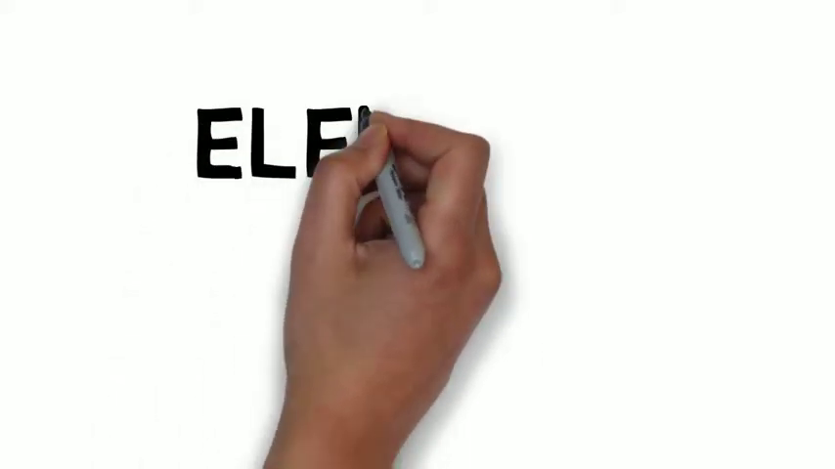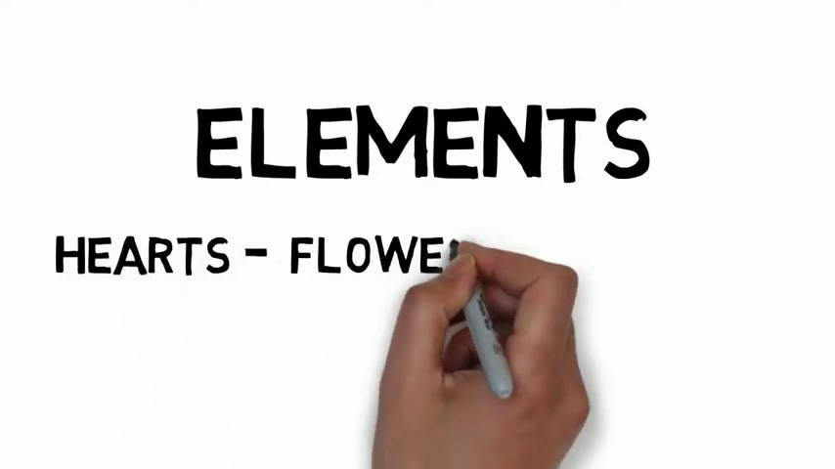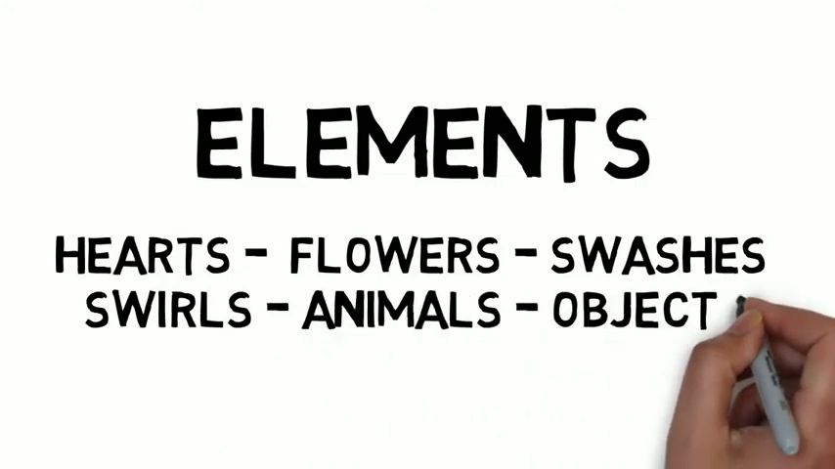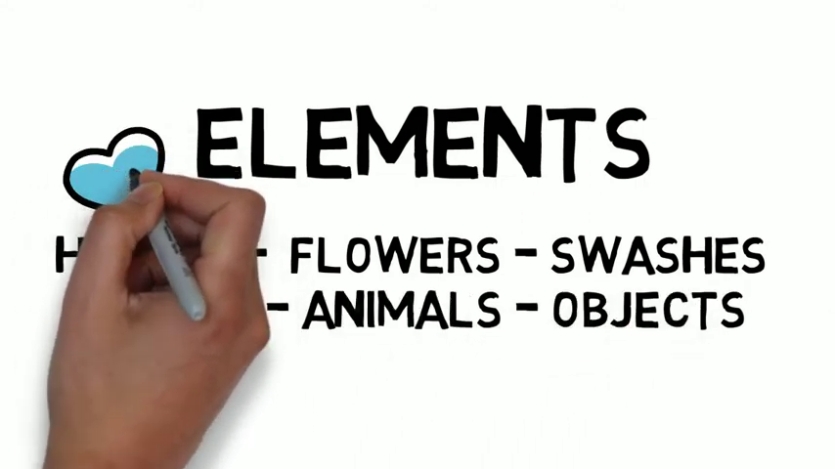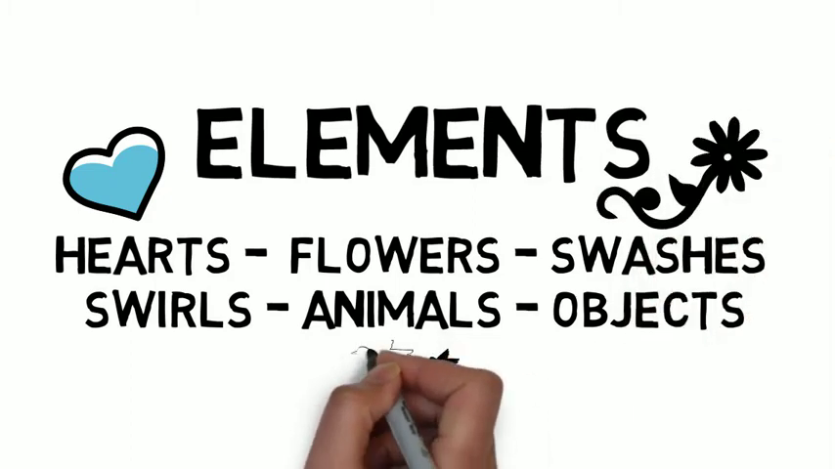In this tutorial, we will be discussing the elements which are used in papercut designs. But what are elements? Hearts and flowers, swashes and swirls, animals and objects. The elements are the things which go around the words on your papercut design, connecting them together and enhancing their meaning.